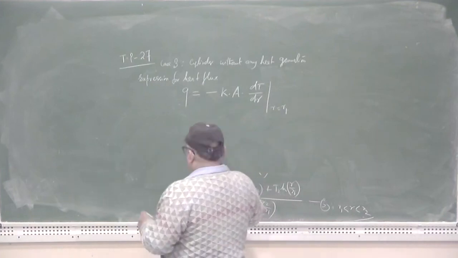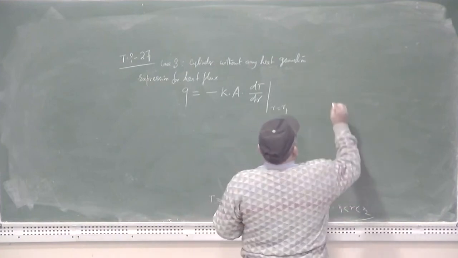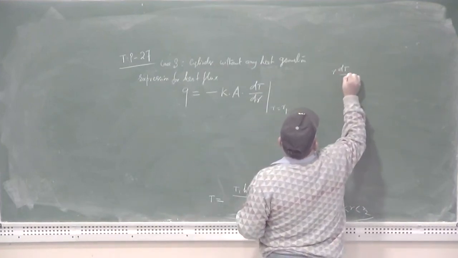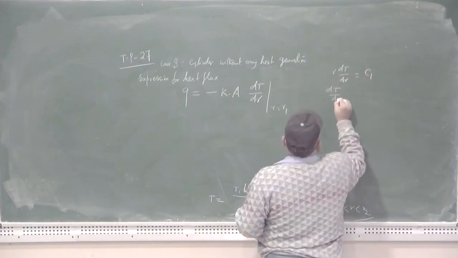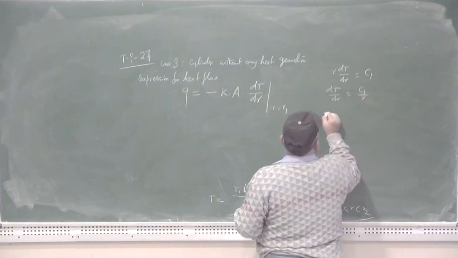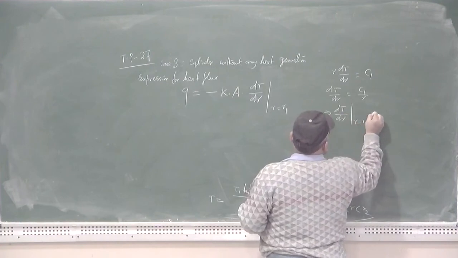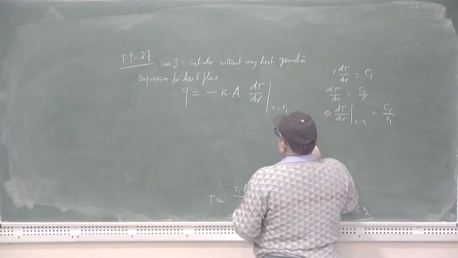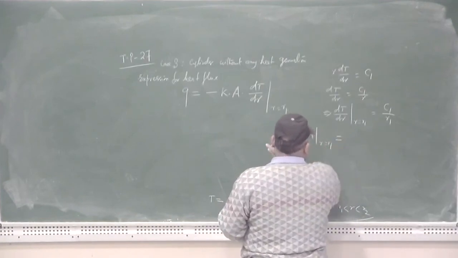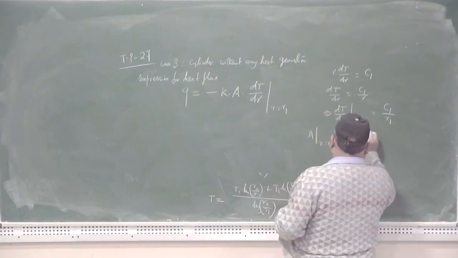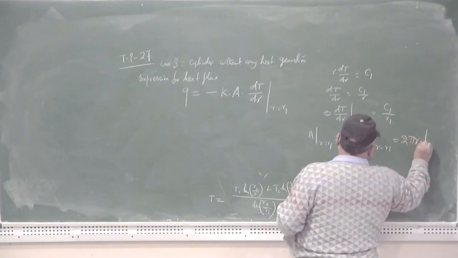Now, taking the help of this equation, that r dT upon dr should be equal to C1. So, the value of dT by dr should be equal to C1 upon r. So, the value of dT upon dr at r equal to r1 is equal to C1 upon R1. Also, the value of A at r equal to R1 for the cylindrical system should be equal to 2 pi R L, so at R equal to R1, it should be equal to 2 pi R1 into L.